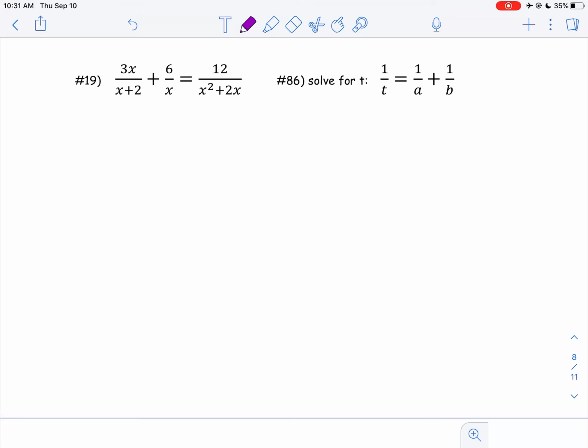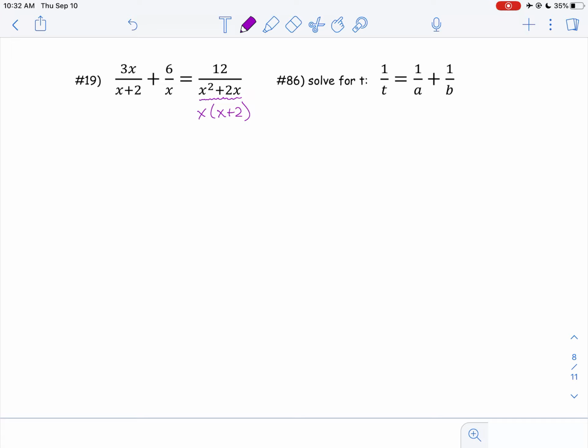One of the strategies here is going to be to get rid of the denominators, and this is going to be helpful. It's going to make it a lot easier to solve if we can get rid of the denominators. Before we do that, though, at times it'll be helpful to factor the denominator. If you look at this expression here, the x squared plus 2x, you see we could factor that as x times the quantity x plus 2.